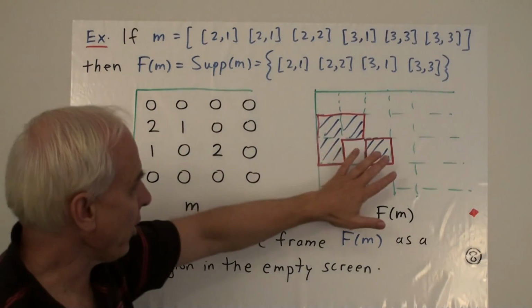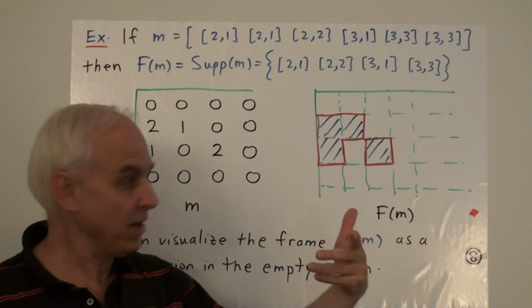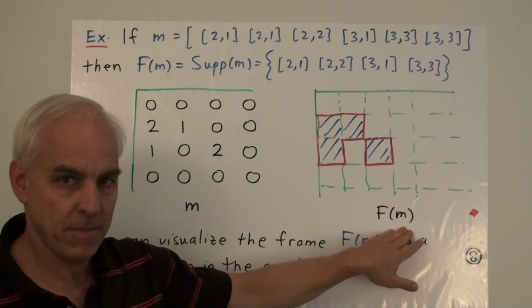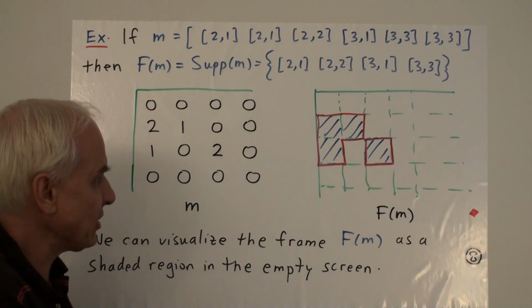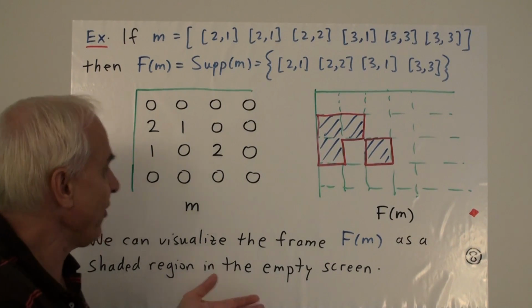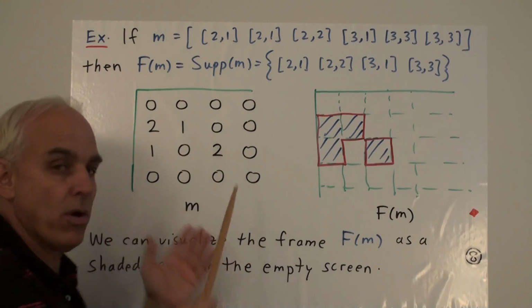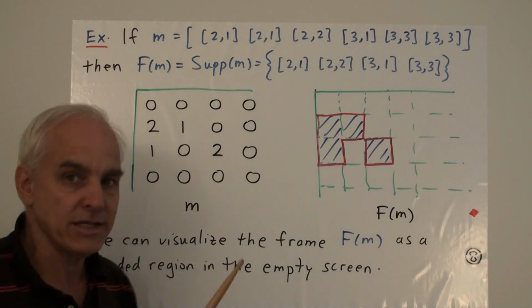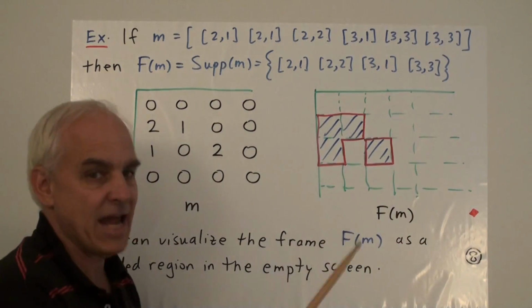And now over here is the same screen, but now I'm just showing you the regions of the screen. Over here is a picture of the frame of M. That's just the underlying set of pixels that are represented by non-zero multiplicities over here. So here, here, here, and here we have non-zero multiplicities. So the corresponding frame is this set of pixels.